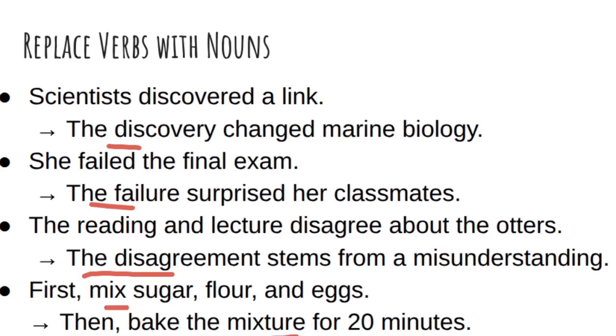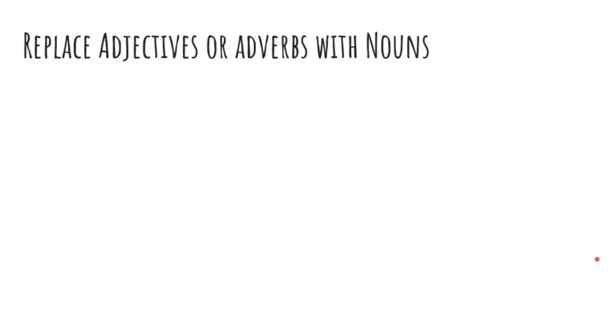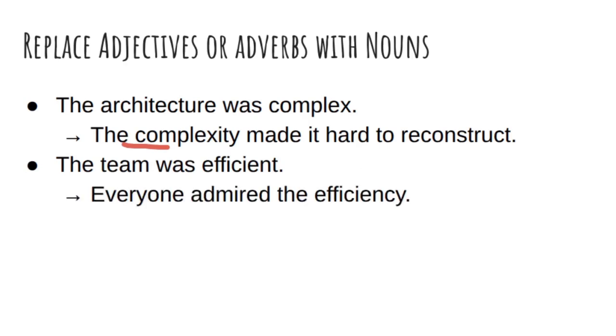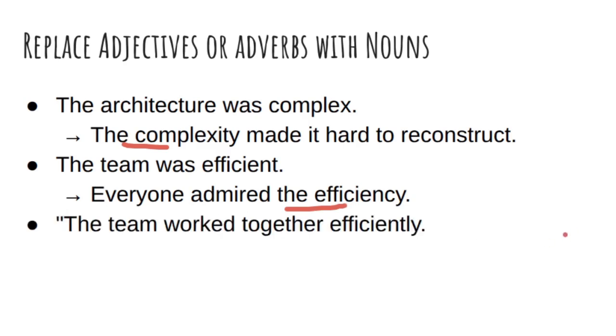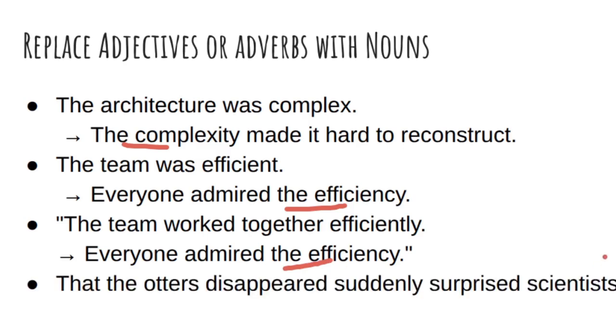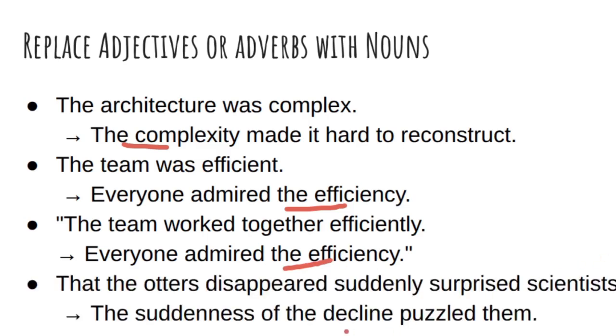Here are examples of replacing adjectives or adverbs with the plus a noun phrase. The architecture was complex. The complexity made it hard to reconstruct. The team was efficient. Everyone admired the efficiency. The team worked together efficiently. Everyone admired the efficiency. That the otters disappeared suddenly surprised scientists. The suddenness of the decline puzzled them.